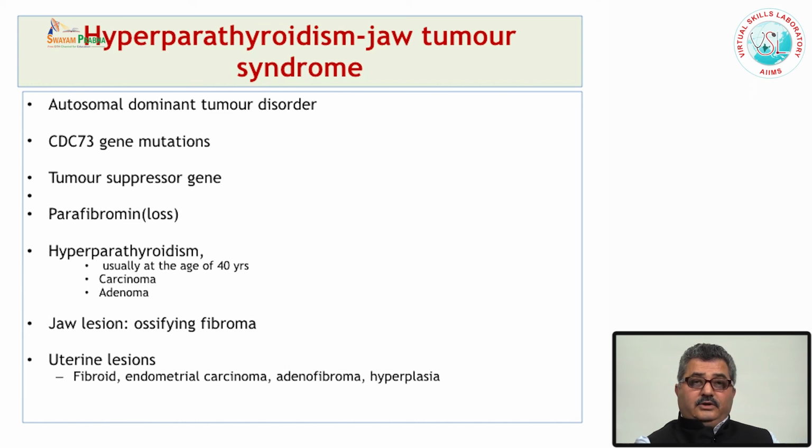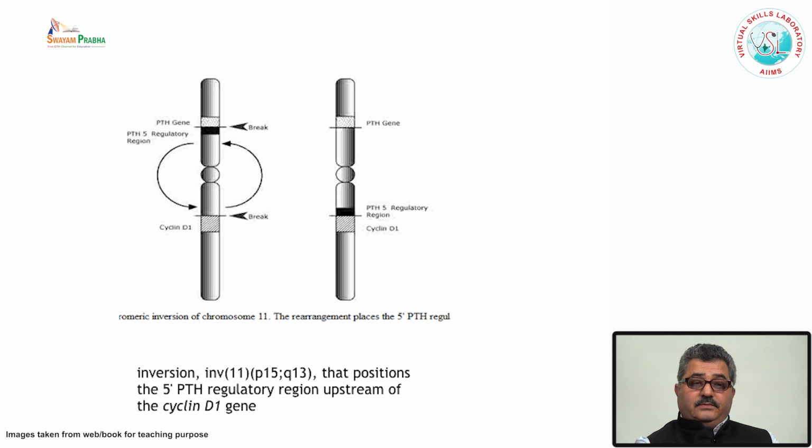Now, the etiopathogenesis of most of these diseases, adenomas and carcinomas, is not known. Many times they are associated with MEN syndrome, but one of the mechanisms is that in the PTH gene, there is a pericentric inversion. This chromosome gets broken and attached somewhere near cyclin D1, and because of this the regulatory function of cyclin D1 is lost, and it leads to neoplasia of these glands.